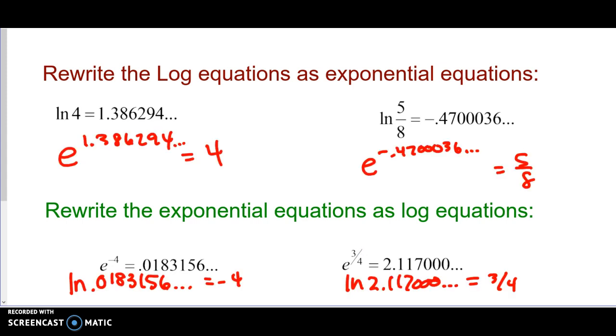Our answers here. Remember, converting from log to exponential form or from exponential form to logs is insanely important. Okay? So to rewrite these, the base of this log is e, so e to the 1 point blah blah blah is 4. E to negative 0.47 blah blah blah is 5/8. Down here, converting from exponential to log form, we get natural log of 0.01 blah blah blah equals negative 4, and natural log of 2.1 blah blah equals 3/4.